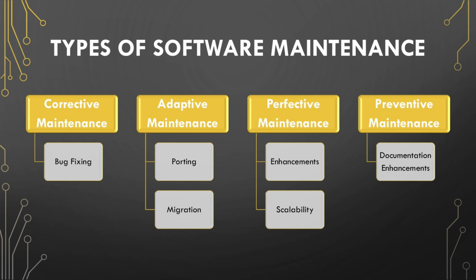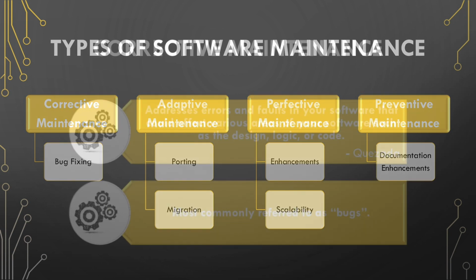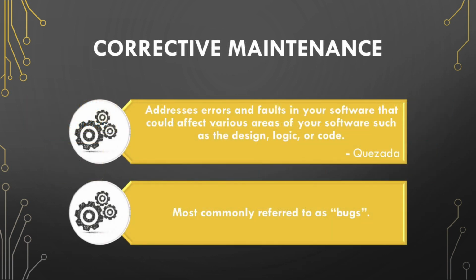The 4 types of software maintenance that we will be discussing in this video are corrective maintenance, adaptive maintenance, perfective maintenance, and preventive maintenance. Let's take a look at the first type of software maintenance.